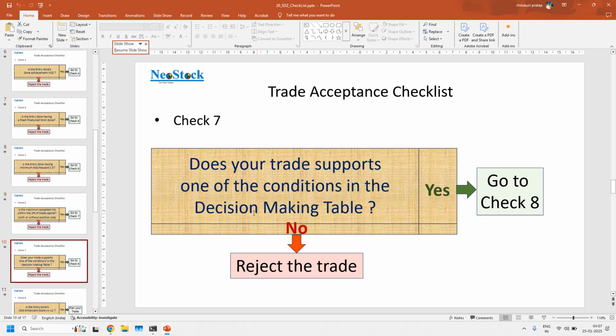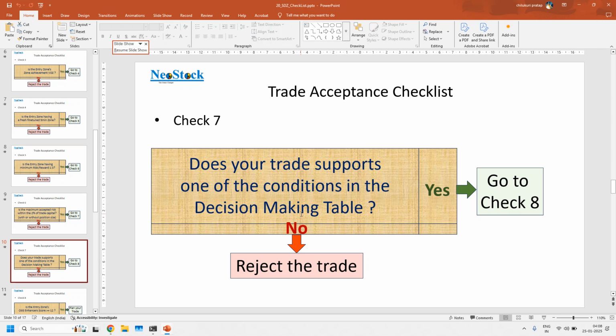And the next checklist item is: does our trade support one of the conditions in the decision making table? You learned the decision making table in lesson 14. We have two videos in lesson 14. One is the bullish trade setup decision making, and the second video is the bearish trade setup decision making. And these rules are incorporated in our software. The software will check all the decision making rules.